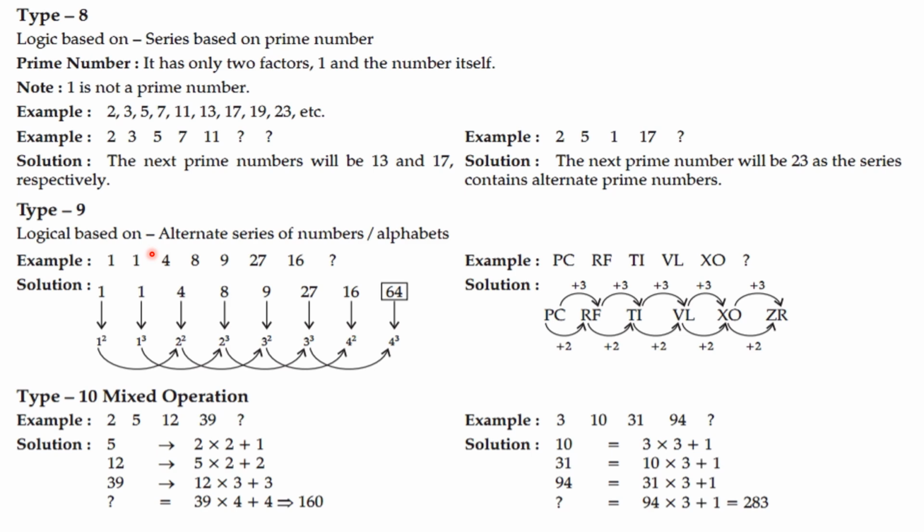Example: 1, 1, 4, 8, 9, 27, 16. What is next? These are 1 square, 1 cube, 2 square, 2 cube, 3 square, 3 cube. The next is 4 square, 16, or the one after is 4 cube, which is equal to 64.